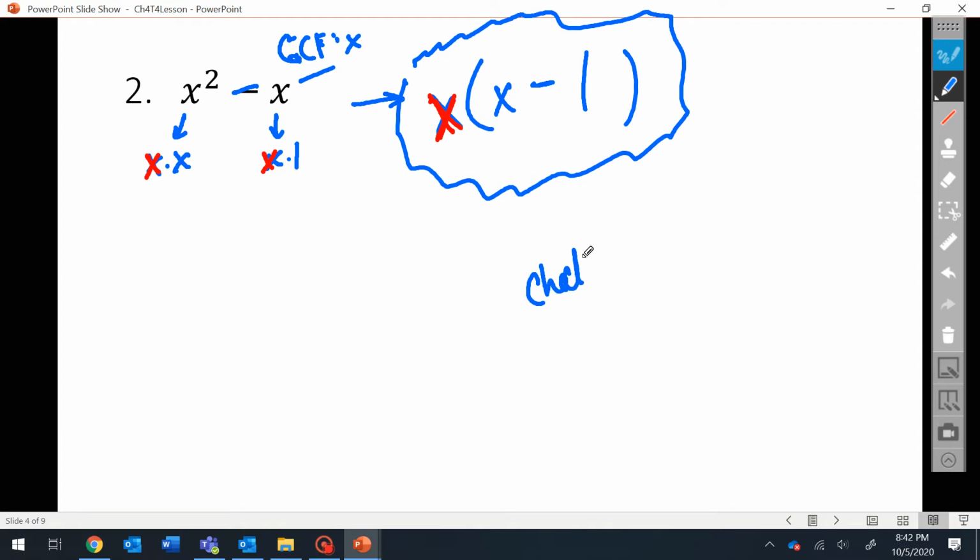Of course, you can check this by using the distributive property. X times x is x squared, x times 1 is 1x, or just x. So it does distribute back to what we had to start with.